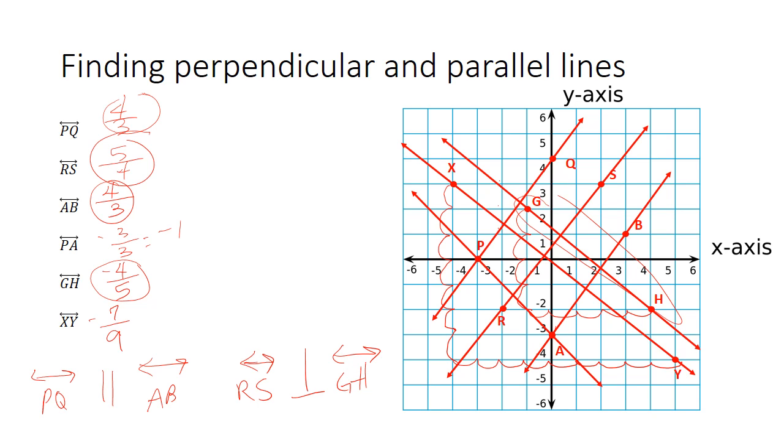So we can say these two are parallel because they have the same slopes, and these two are perpendicular because they have a product of -1. They are opposite and reciprocal.